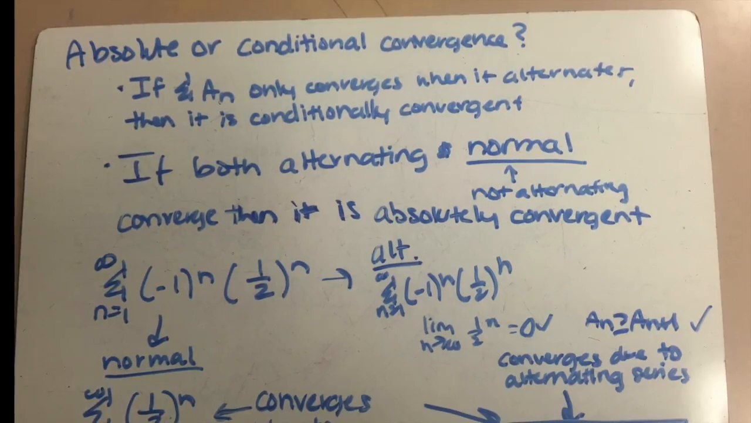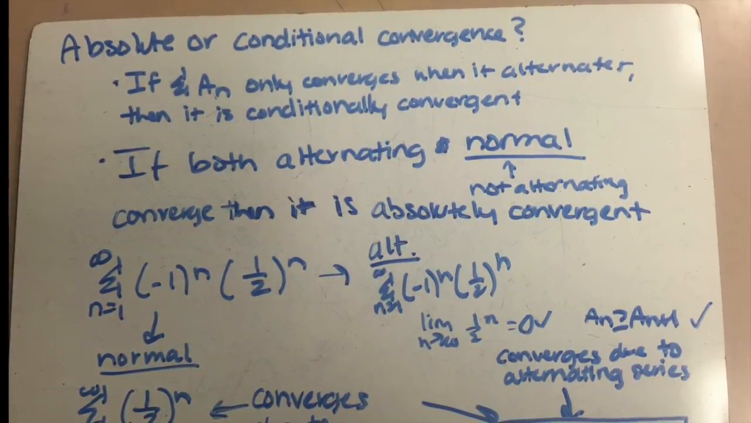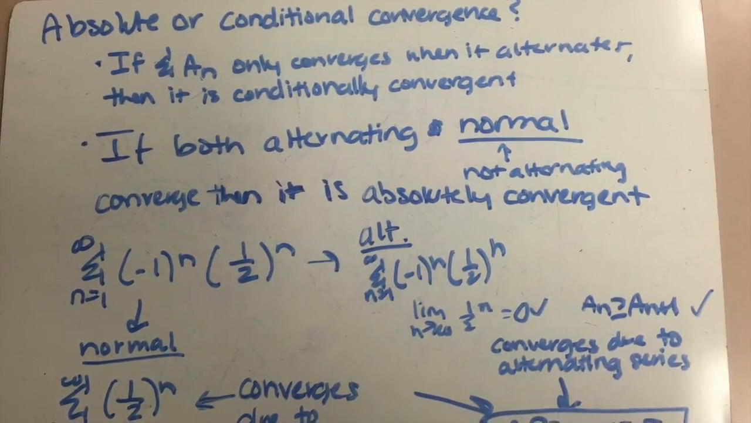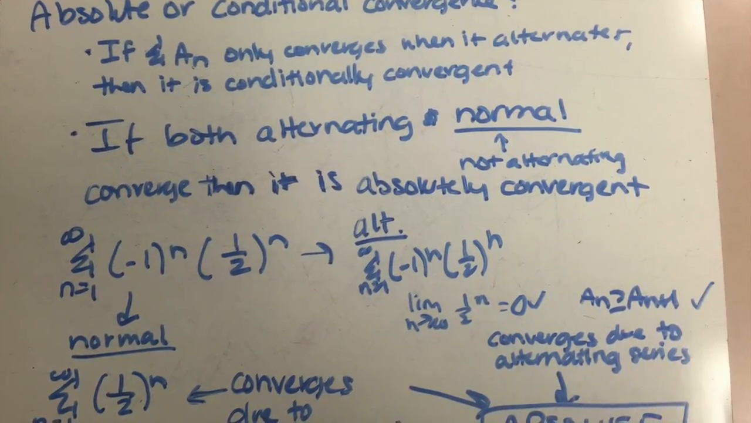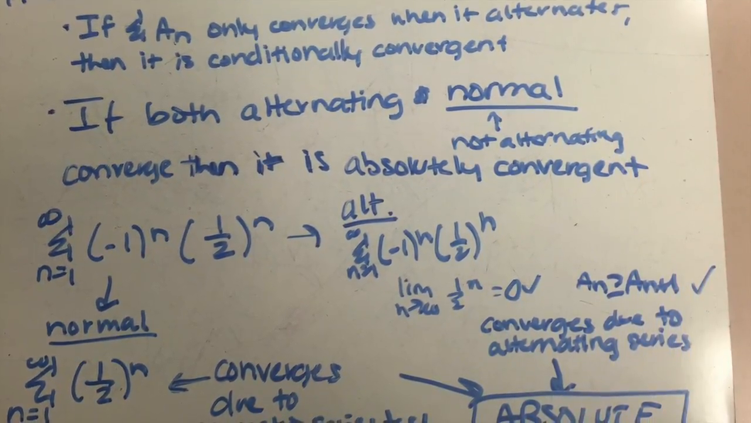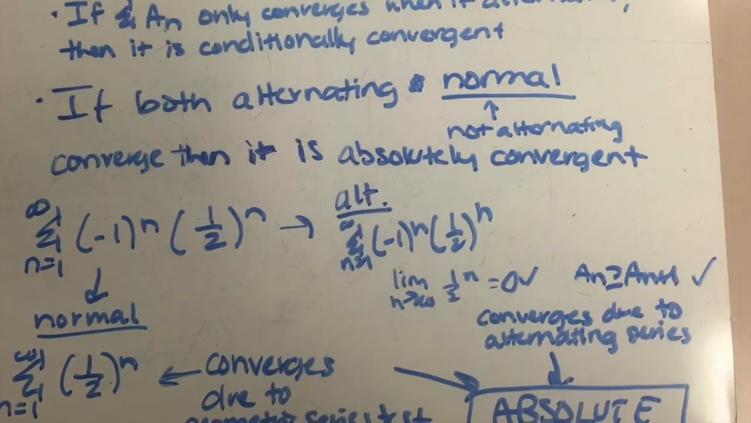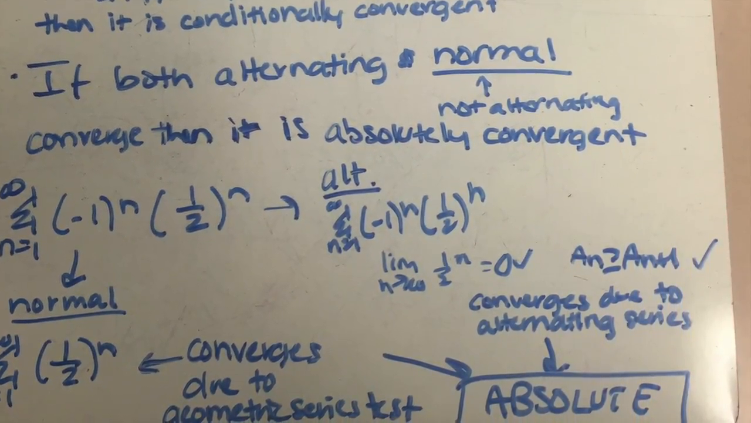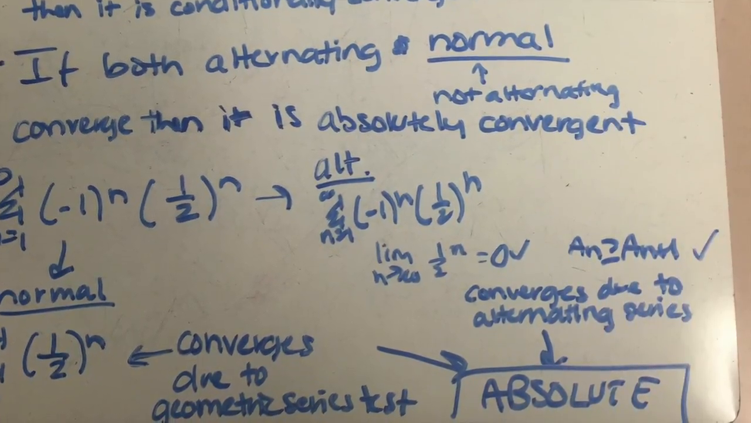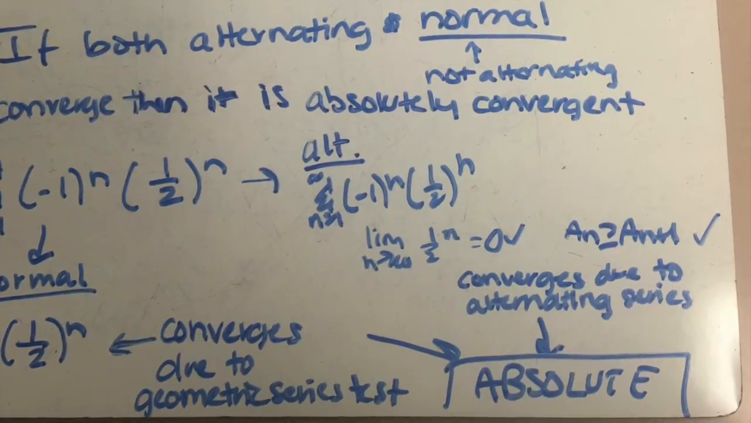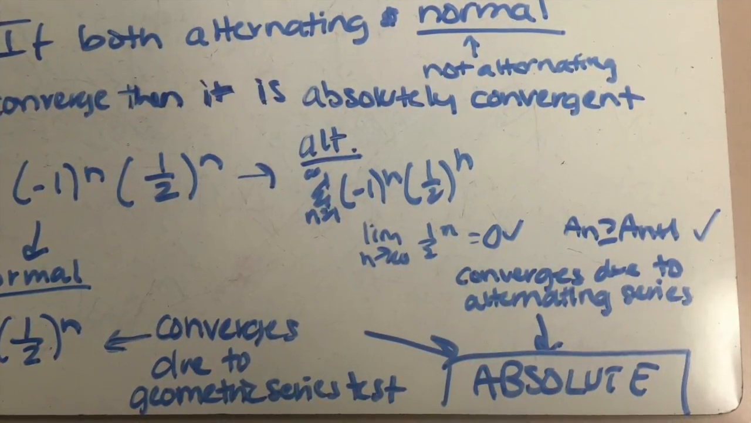So when you have an alternating series, you're going to want to check if the series is absolute or conditional convergence, if it does converge. So if the series only converges when it alternates, then it is conditionally convergent. And if it is convergent when it's alternating and when the normal part of it, when it doesn't alternate, then it's absolutely convergent. And you see in this example that we take away the alternating part, and it does converge, and we use the alternating part, and it converges as well, so therefore it is absolutely convergent.